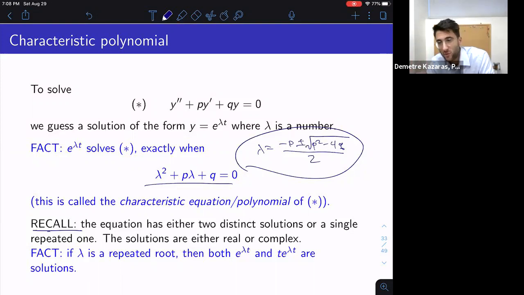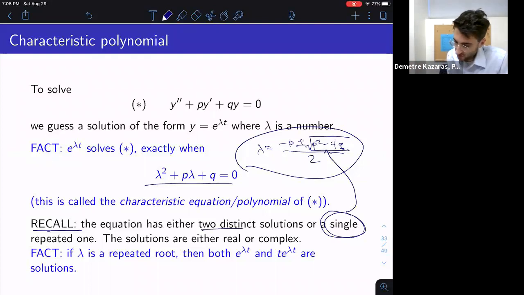A bad thing can happen where you just have a single root. That's what happens when what's underneath the radical vanishes, and so you don't get any plus or minus. You get only one solution to the characteristic equation. So either two real distinct ones, or a single repeated one. And then, by the way, your solutions might be real numbers or complex numbers.